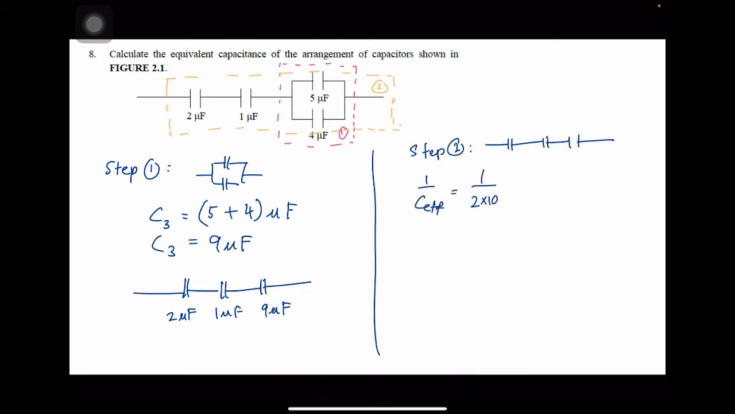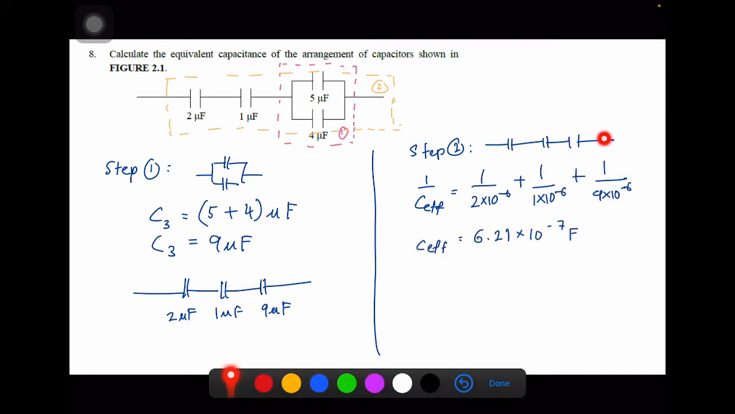Okay, step number 2. Now you just have to combine the 3 capacitors which are in series. That one is just 1 over, 1 over, 1 over. Press your calculator. Don't forget to inverse the C effective. It's 1 over C, right? So don't forget. Normally students will forget that one.